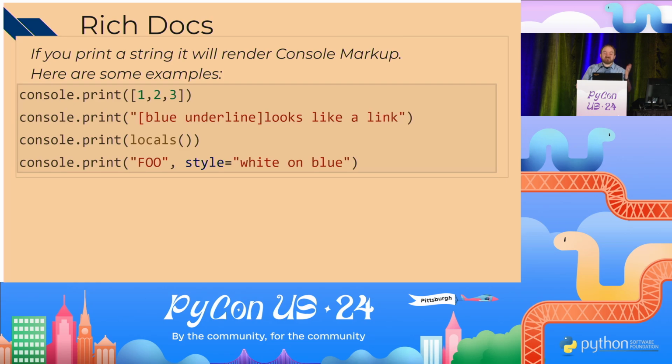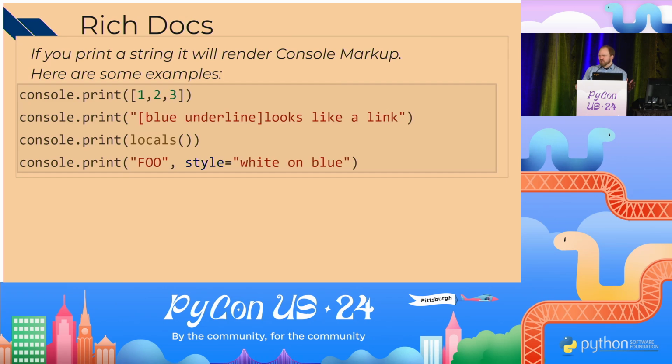Here's a snippet from one of my favorite packages, which is the rich formatting library for the terminal. This is actually a screenshot from the library. It just says, if you print a string, it will render console markup. Here are some examples. It does console.print various data structures, right? You get print a list, print with maybe some formatting, print the locals dictionary. This is all the doc says.